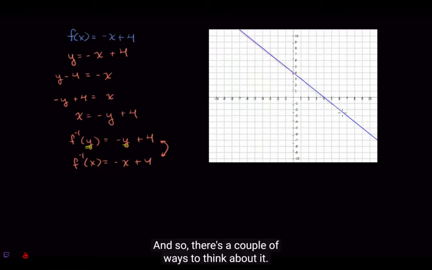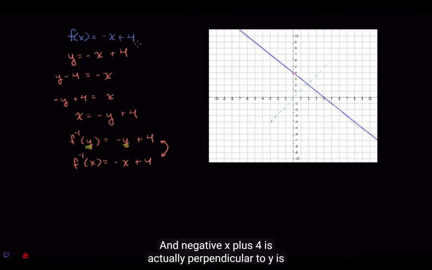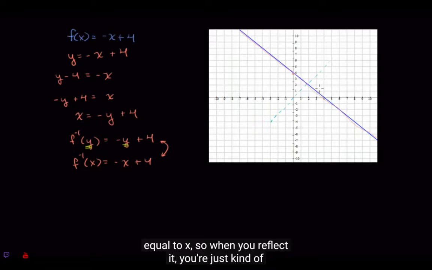And so there's a couple of ways to think about it. In the first inverse function video, I talked about how a function and its inverse are reflections over the line y equals x. So where's the line y equals x here? Well, the line y equals x looks like this. And negative x plus 4 is actually perpendicular to y is equal to x. So when you reflect it, you're just kind of flipping it over, but it's going to be the same line. It is its own reflection.